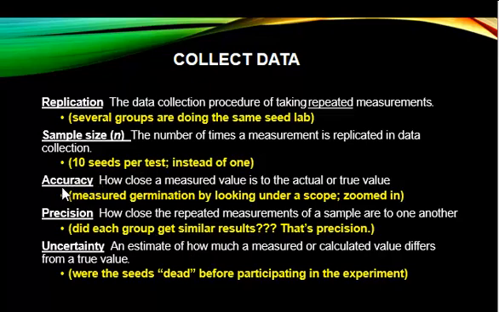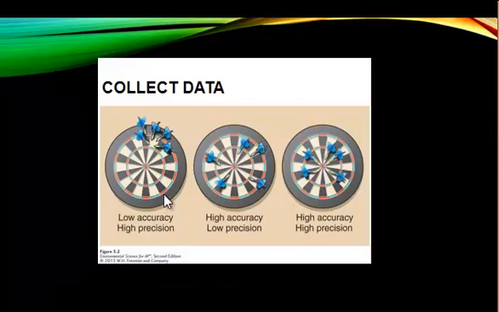Now, if you're struggling with the difference between accuracy and precision, I would draw this to help you understand it a little better. So think of accuracy as the bullseye here. If we were accurate, everything would hit the bullseye. So we have high accuracy over here. We're closer, everything is closer to the bullseye.